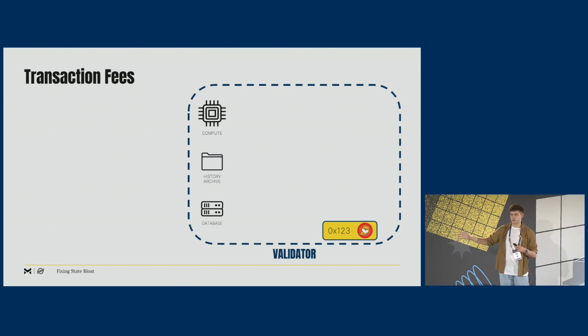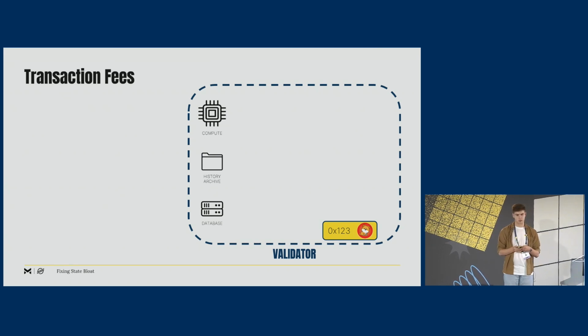Now, for compute and for the network fees, the one-time fee is fine. Once your transaction gets executed, you're never going to have to submit network traffic again, and you're never going to have to use the CPU again. But storage is a different situation.